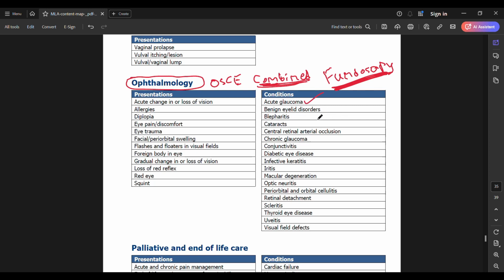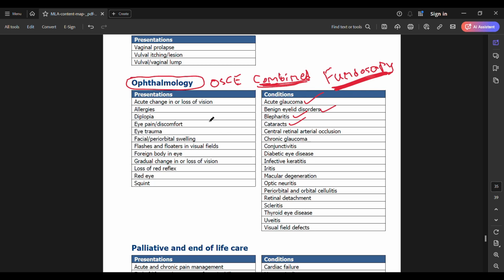Acute glaucoma very commonly shows up in exams. Know the ins and outs of acute glaucoma, very, very commonly tested. Benign eyelid disorders, again, something that is commonly tested. They could give you pictures of blepharitis or something to do with the eyelid. So do that well. Blepharitis right here. So look at pictures of this. Cataracts, also something that is very commonly tested. Know the risk factors of developing cataracts and the presentation. Know what you're going to do for the patient.